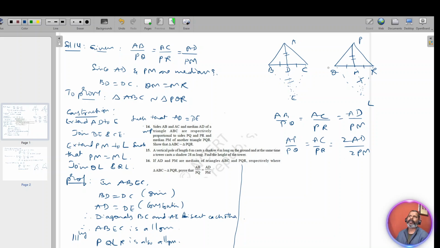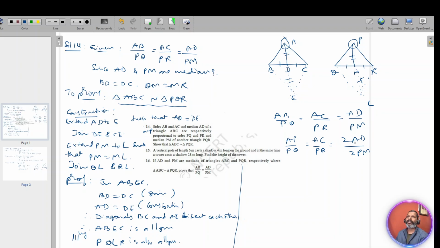The underlying concept is that we are making angle A and angle P equal by all this, so that AB, AC, QP, PR are in ratio and A and P are equal. Therefore, the triangles are similar. For that, we first make ABE and PQL similar.